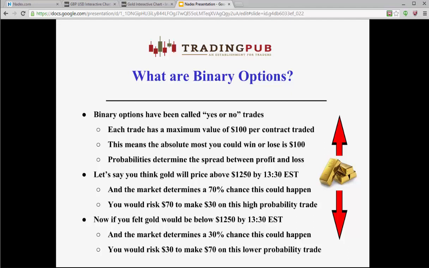So if you think that gold is going to be trading above 1,250 and the market agrees with you, and the market determines that there's a 70% chance that that's going to happen, in all likelihood, if you place a market order, your risk is going to be $70 to make a $30 profit on a high probability trade. Conversely, if you believe that gold is going to go below 1,250 and most of the market disagrees with you on that proposition, you could wind up risking $30 to make $70 on a lower probability trade. And all trades are basically, what Nadex is doing as an exchange is just matching a buyer and a seller.